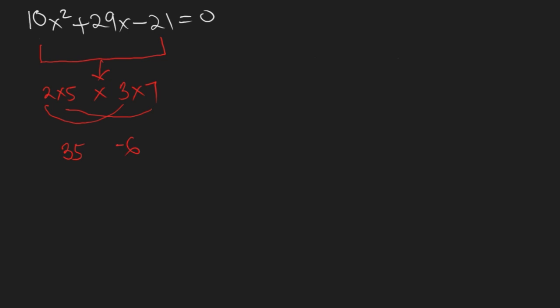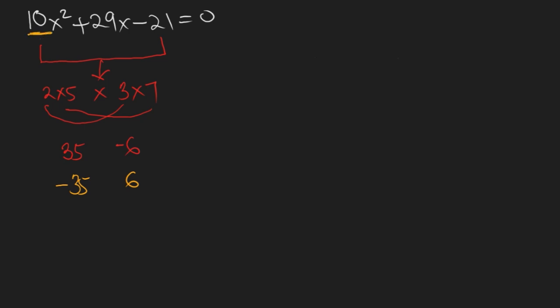When we multiply 35 by negative 6, you will get negative 210, which is 10 times negative 21. And then when you add them, you get a positive 29. So these are the right factors to use. When you get this, what do you do? You change their signs. So this becomes minus 35. This becomes positive 6. And then what do we do next?